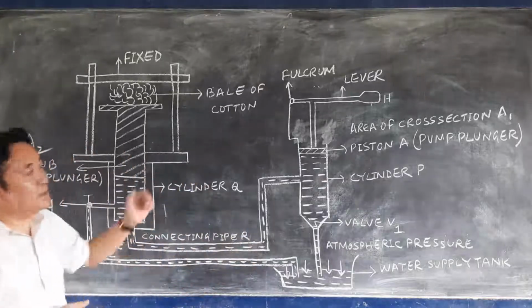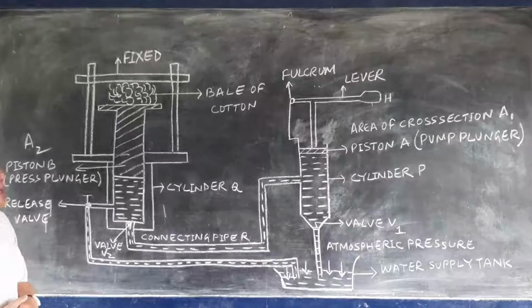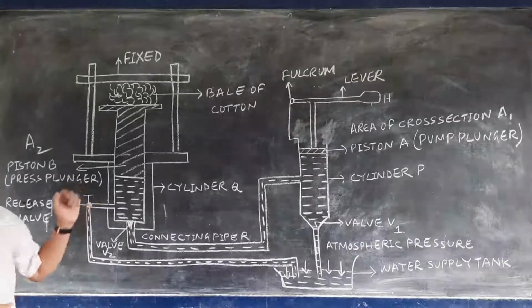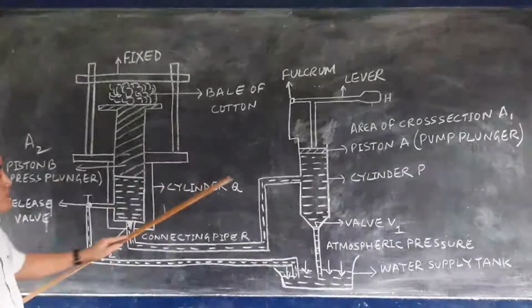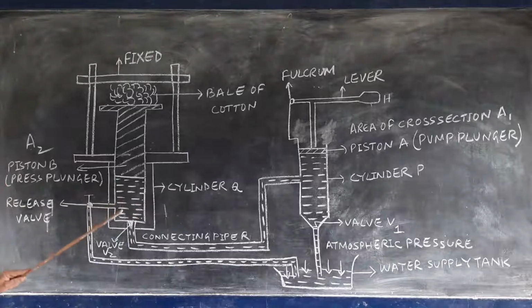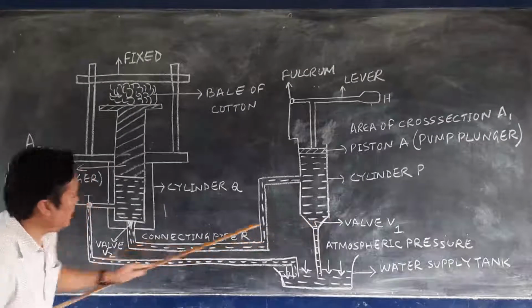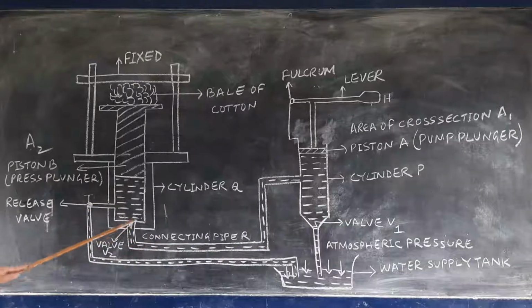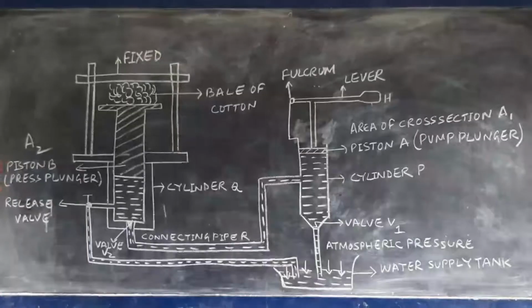This is the diagram of the hydraulic machine, which we call a hydraulic press. It consists of two hollow cylinders, P and Q, fitted with two valves, V1 and V2. These two cylinders are connected with the valves V1 and V2.